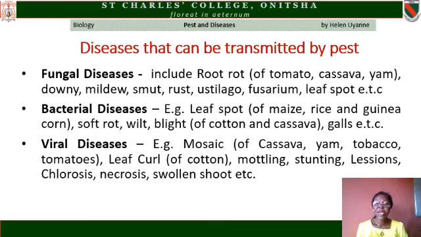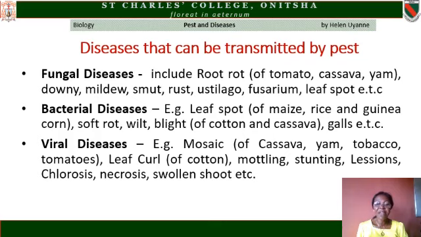Then coming to bacterial diseases, we have examples such as leaf spots of maize, rice, and guinea corn. Then we equally have soft rot, wilt, blight of cotton and cassava, and finally galls, etc.